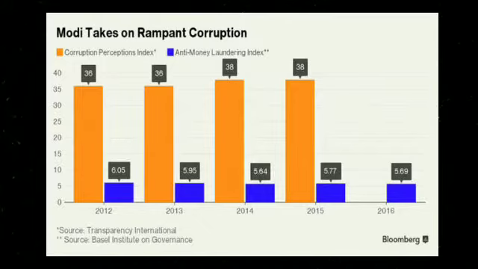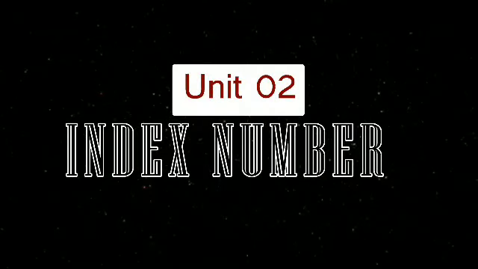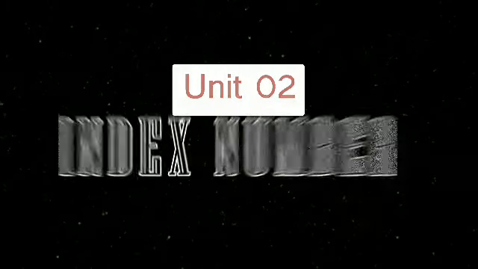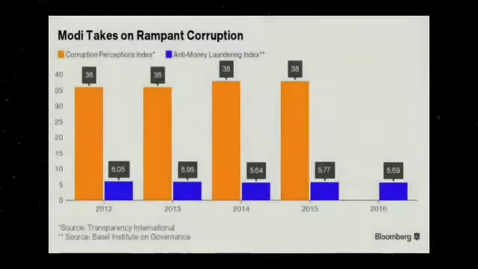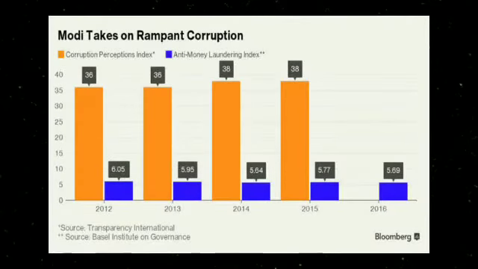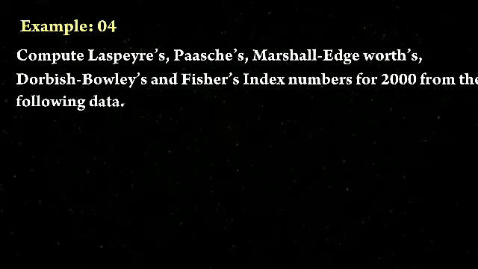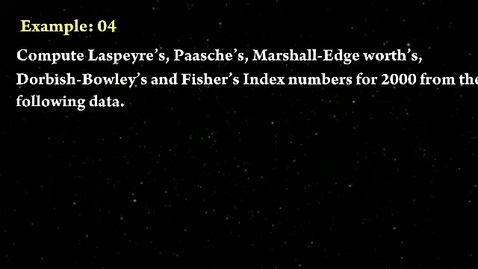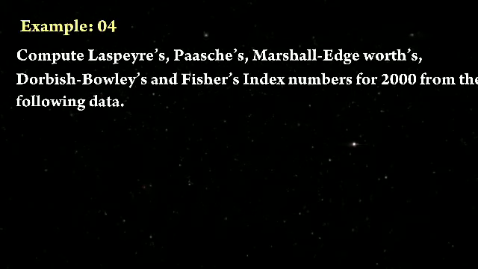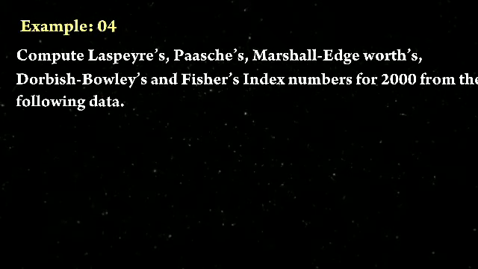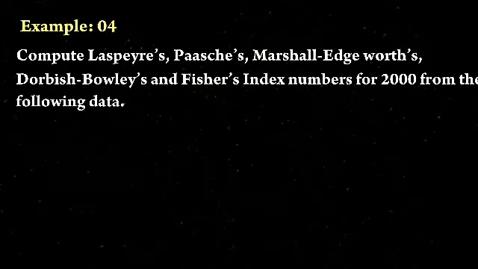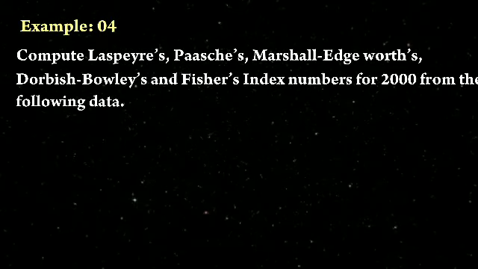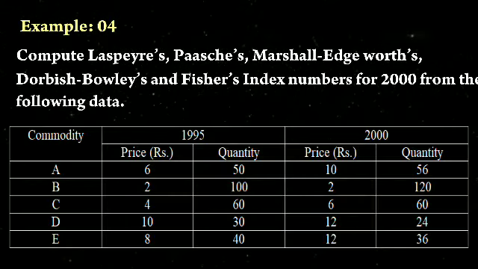In the previous session, we discussed the various formulas which will help us to construct an index number. In today's session, let's construct an index number based on these formulas. So the first example: compute Laspeyre's, Paasche's, Marshall-Edgeworth's, Dorbish-Bowley's and Fisher index number for 2000 from the following data.